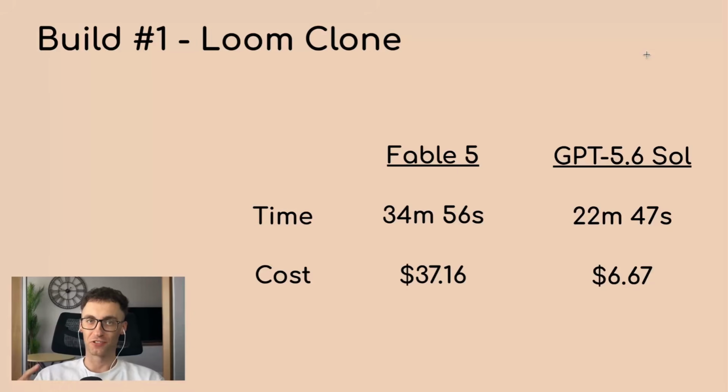But one thing that shocked me the most was the time and cost comparison. So for this build, Fable 5 took almost 35 minutes, whereas GPT 5.6 took just over 22 minutes to build, which isn't a huge time difference, right? But take a look at the cost difference.